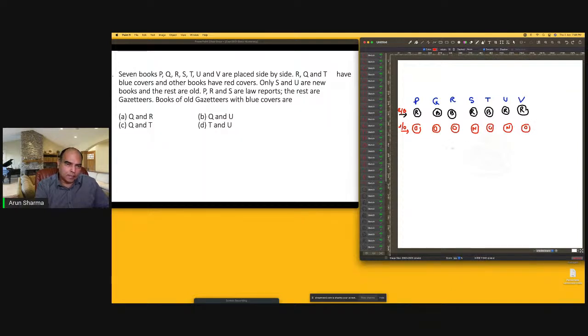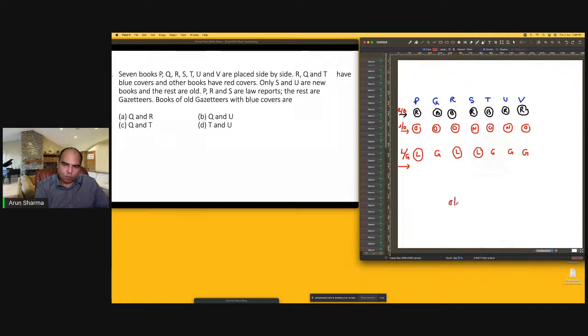And then it says P, R, S are law reports and the others are gazetteers. So third dimension, P, R, S are law reports, and the rest are gazetteers. That means Q, T, U, V are gazetteers. So they're asking me for old gazetteers that are blue.